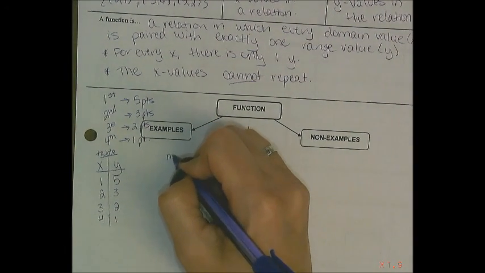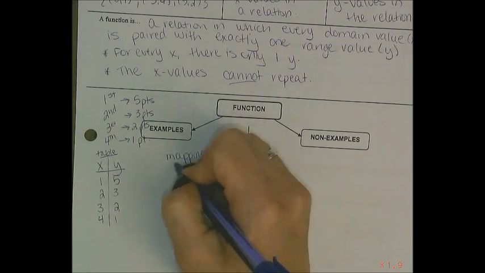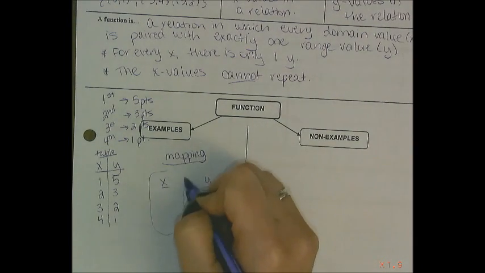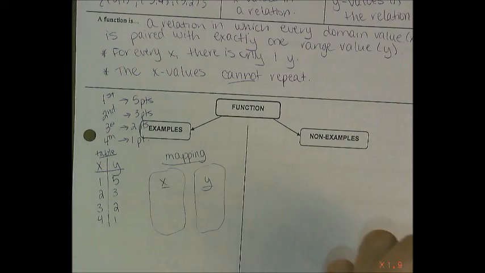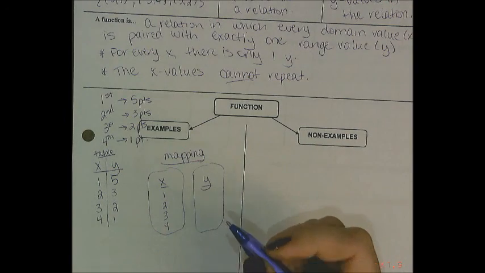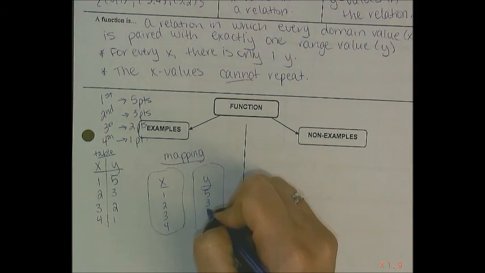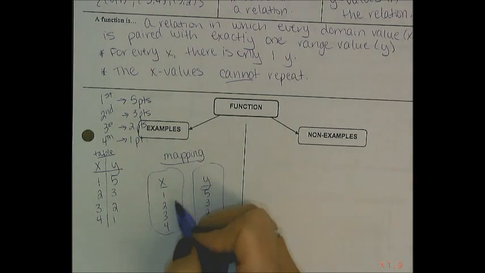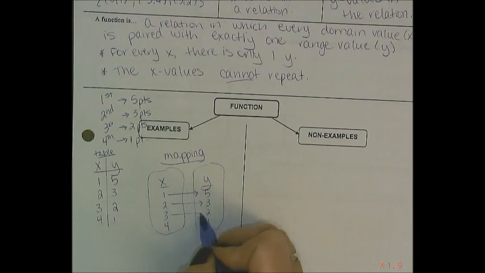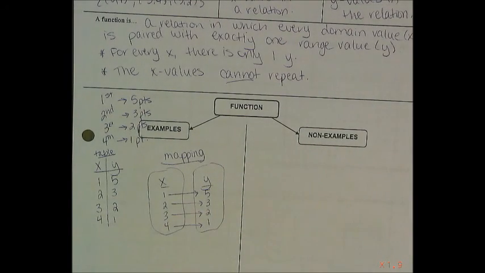Another way you can draw it is with what's called a mapping. This might not be as familiar to you. What you do is you put your x values and your y values in sort of a bubble, and then you draw how they get from one to the next. So here are your x values, 1, 2, 3, 4. Here are your y values, 5, 3, 2, 1. And you can write them in any order, but then you draw, 1 gets mapped to 5, 2 gets mapped to 3, 3 gets mapped to 2, and 4 gets mapped to 1. So again, you can see each x value has just one y value.